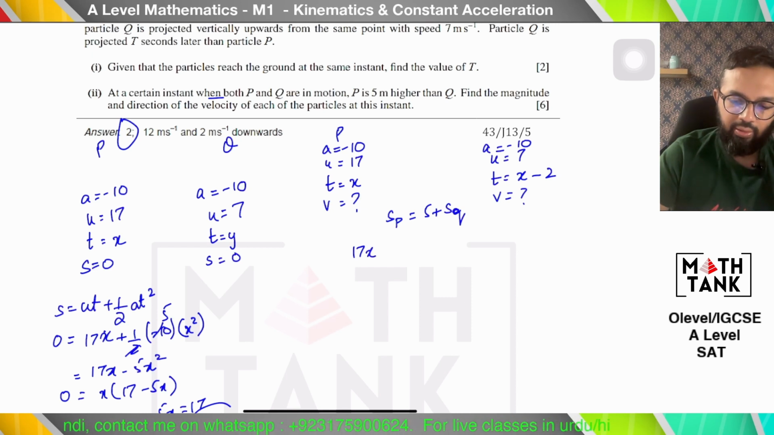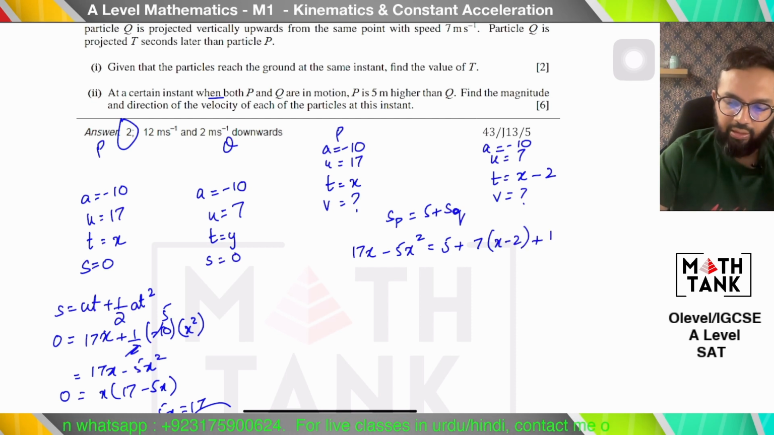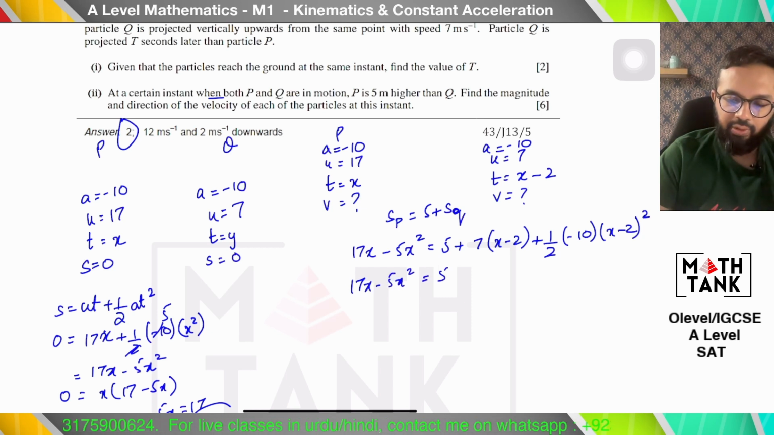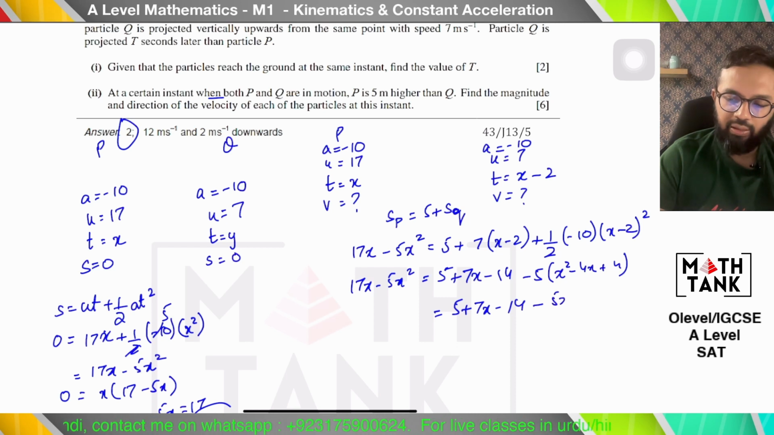ut plus half a t squared, so 5x squared, 5 plus ut plus half a t squared. So I get 17x minus 5x squared equals 5 plus 7x minus 14 minus 5x squared minus 4x plus 4, 5 plus 7x minus 14 minus 5x squared plus 20x minus 20.